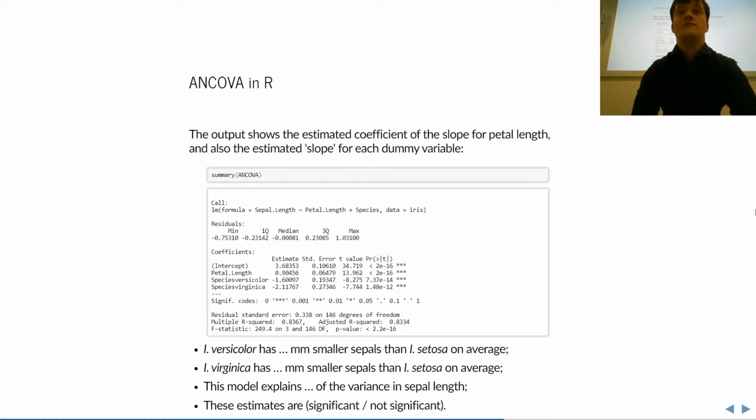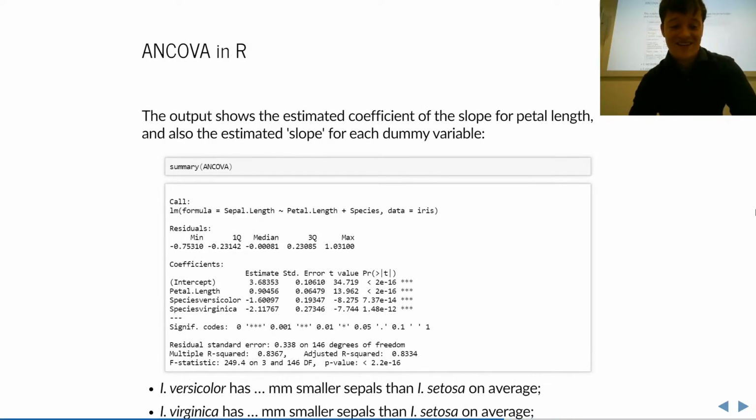Is this readable? So-so? Okay. So versicolor, how much smaller are its sepals than setosa? Setosa is the reference group. Yeah, minus 1.6. So that means 1.6 millimeters smaller than iris setosa.